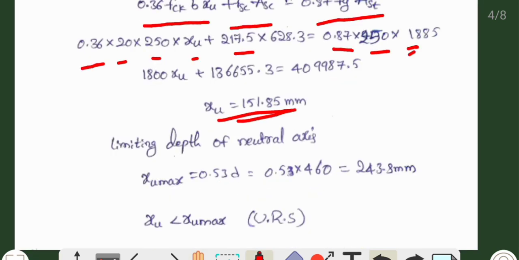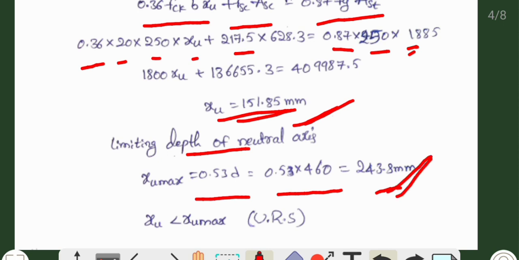Then find out the limiting depth of neutral axis. xu max equals 0.53 into d for Fe 250 grade steel, equals 0.53 into effective depth, which is 460 mm. Then we get xu max as 243.8 mm. xu is 151.85 mm and xu max equals 243.8 mm. So xu is less than xu max. This is an under reinforced section. Then we analyze it as an under reinforced section.